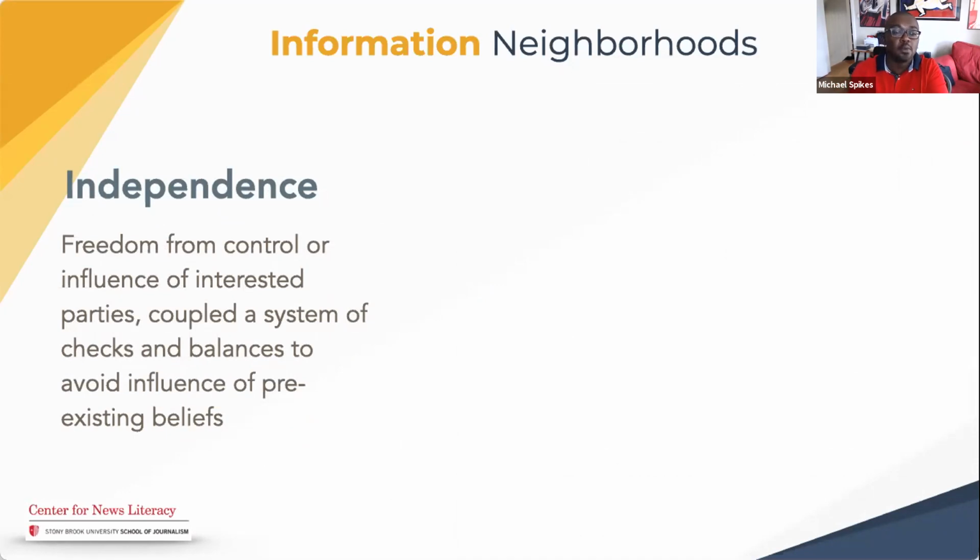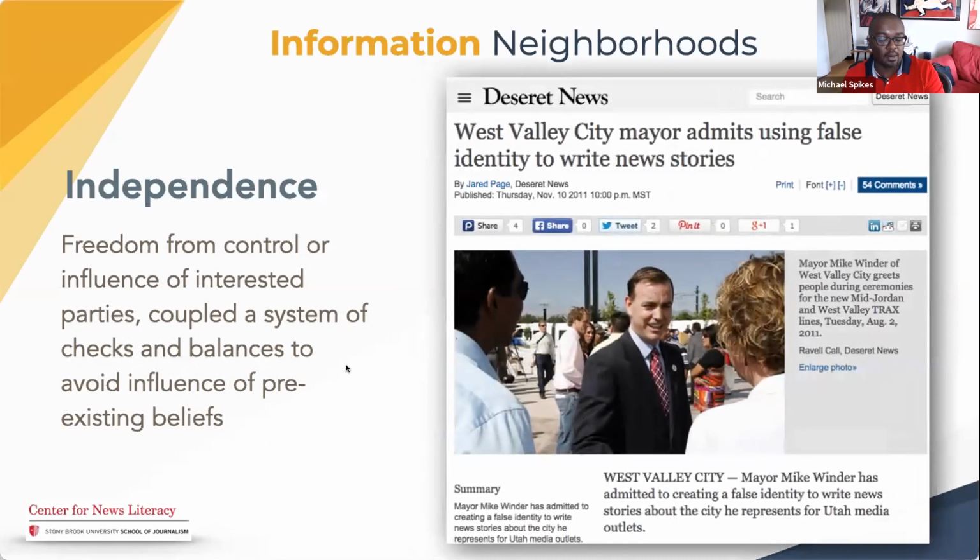Because while reporters are humans and they will have points of view, those points of view shouldn't be reflected in a news story. And that again can be helped by having multiple people take a look at that news story who will have different points of view. Those journalists should also act with a sense of independence with the intended outcome of informing the audience. So in an example here, we see a local lawmaker or a local mayor admitting to using a false identity to write news stories for one of the local news outlets. This would be a lack of independence.